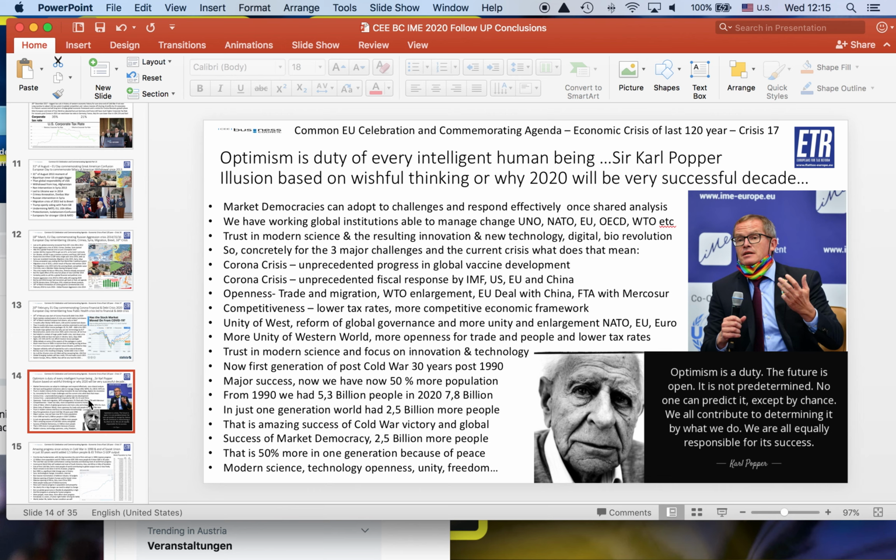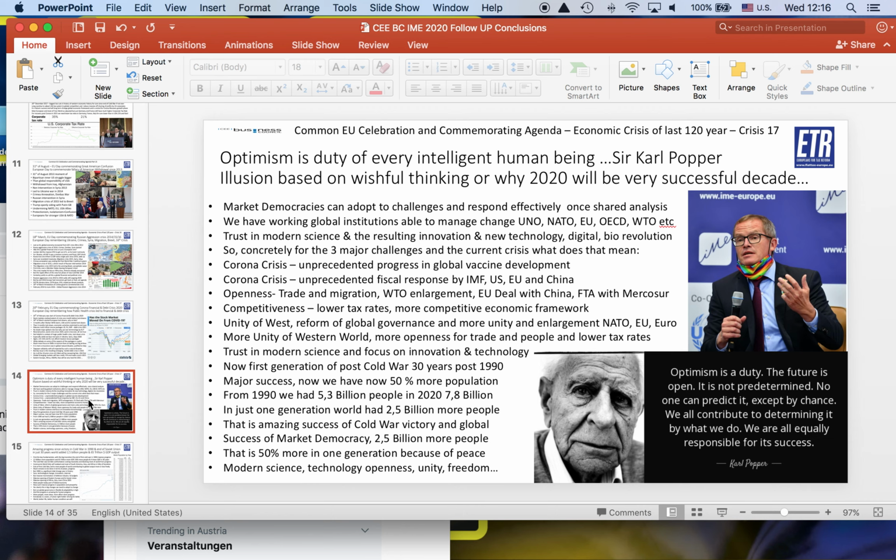Market democracies are able to adapt to a crisis. We need a clear analysis of what the reasons are, and then we systematically need to address them one by one. And we are able to do that. And I'm confident that we can do that. Yeah? We have a corona crisis. We counter it with vaccination and modern science. We have a fiscal crisis. Good, we will save and we will grow faster.